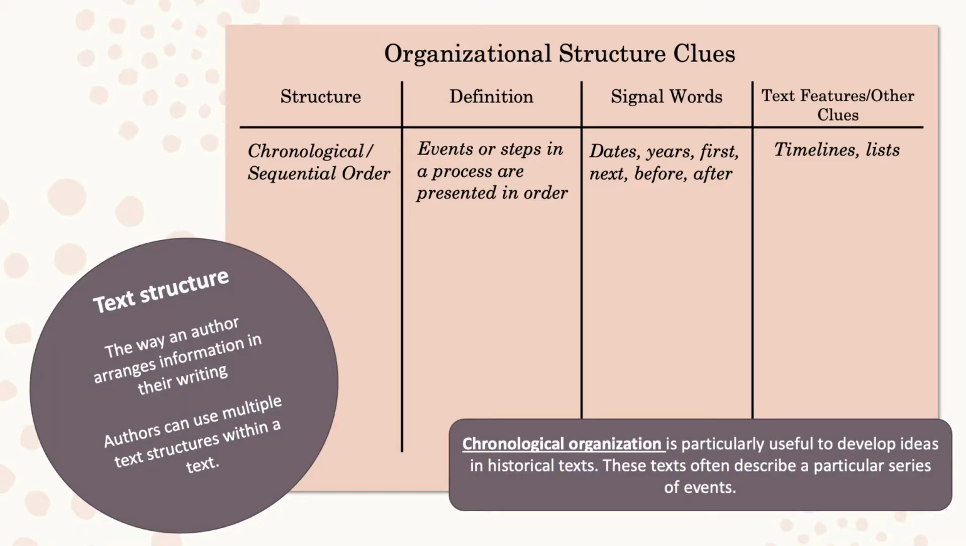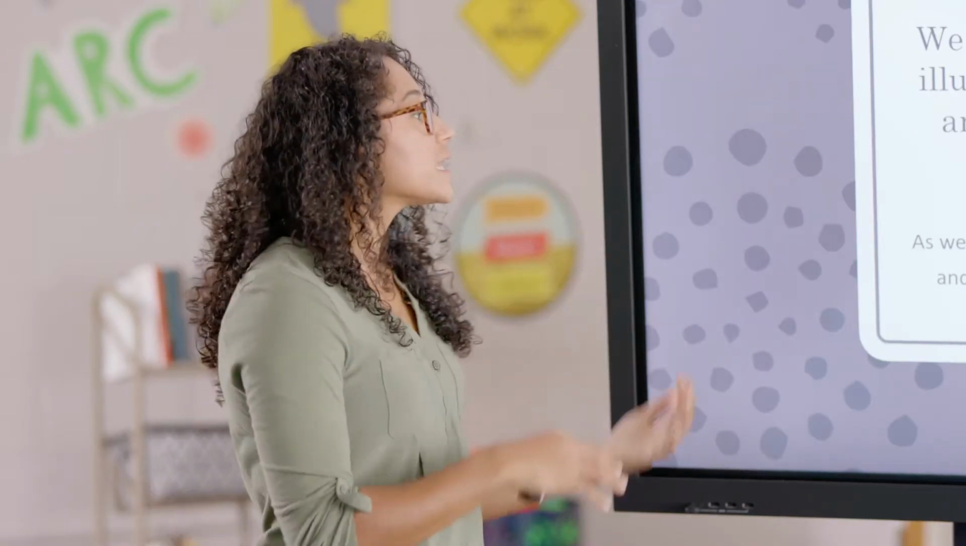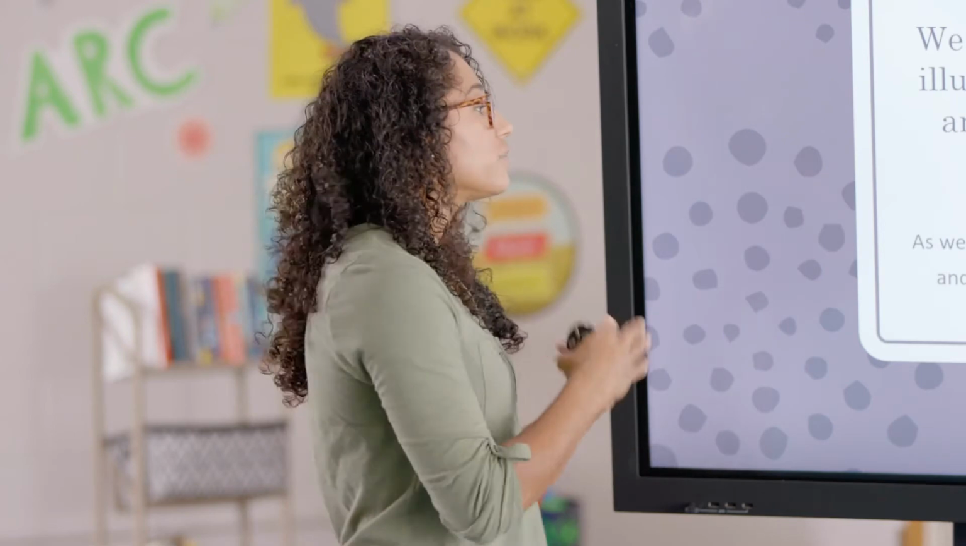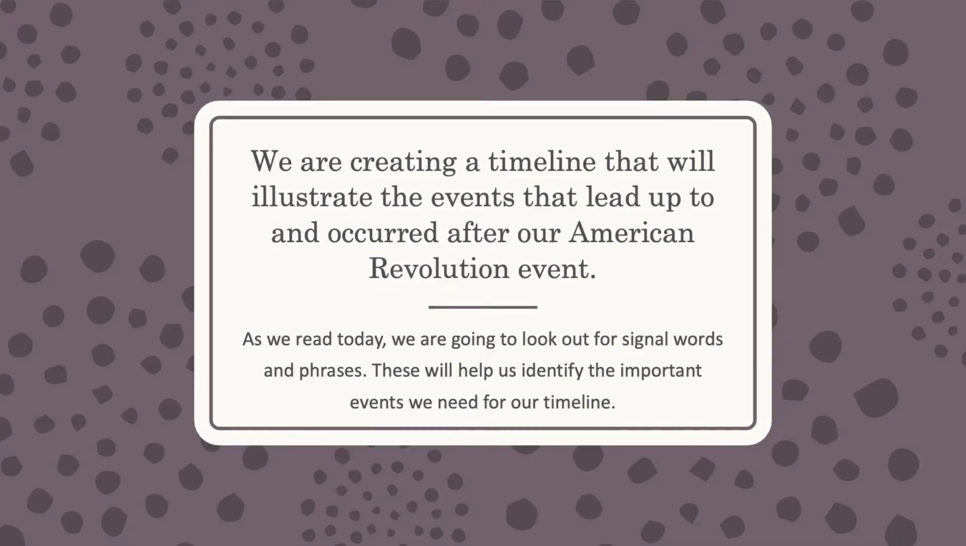Authors may use chronological order, particularly in historical text, because these texts often describe a particular series of events in history. So we're going to, again, create a timeline that will illustrate the events that lead up to, occurred during, and after our American Revolution event. So as we read today, we're going to look out for signal words and phrases, and these will help us identify the important events we need in our timeline.